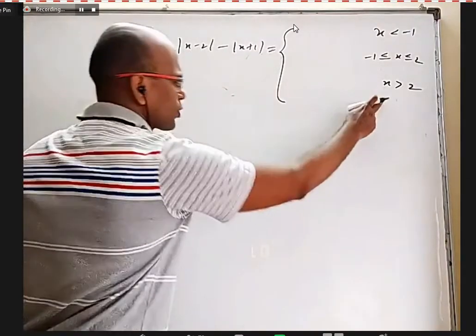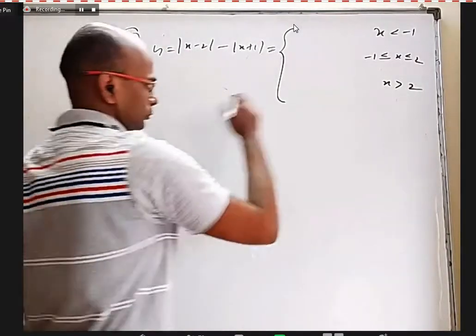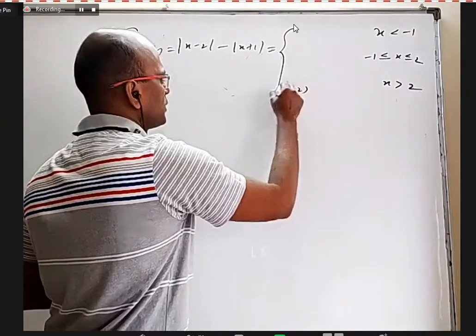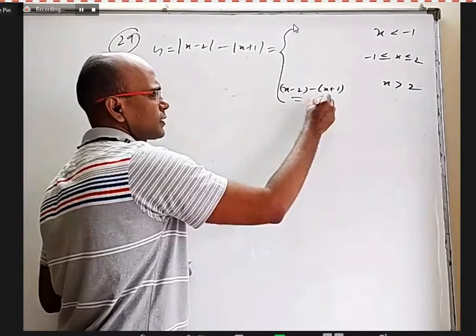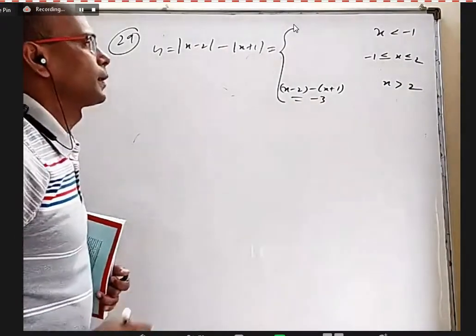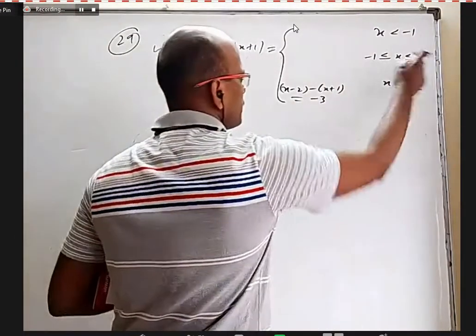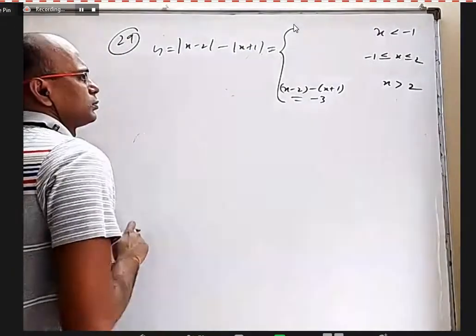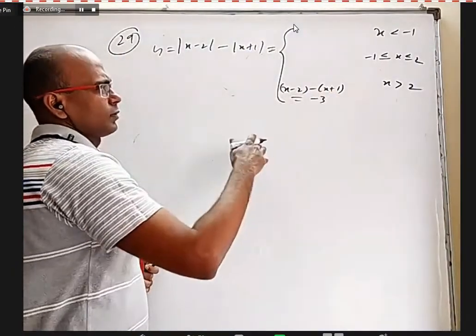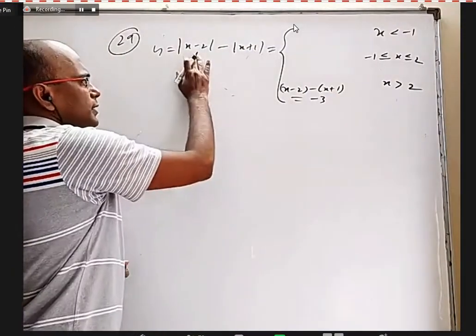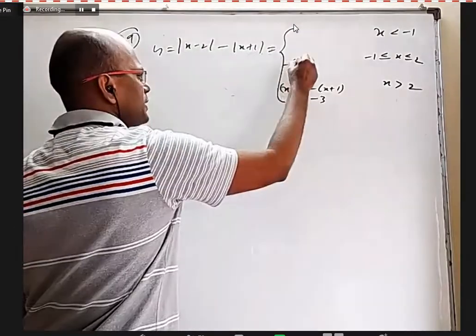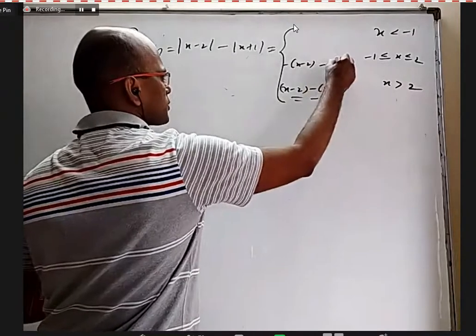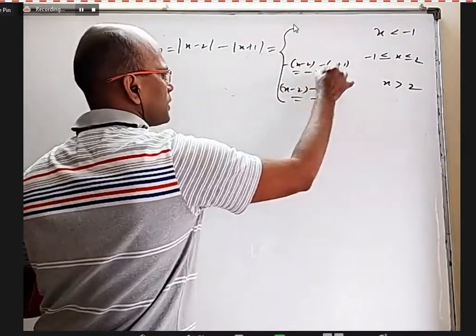If I take anything more than 2, this is positive, this is positive. I'll get x minus 2 minus x plus 1. Mod can be removed. Finally, I'll get minus 3. When I take anything between minus 1 to 2, because I came before 2, this is negative, this is positive. Because this is negative, I have to write minus of the inner part. Minus of x minus 2, this is as it is. That is minus 2x plus 1.